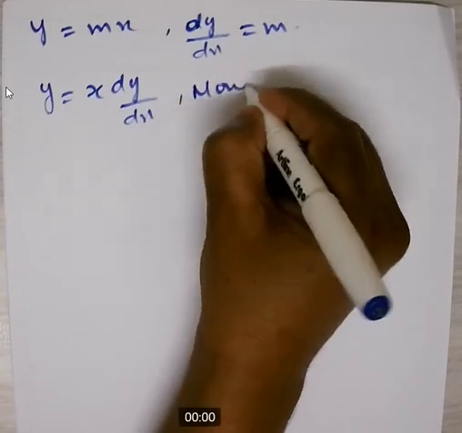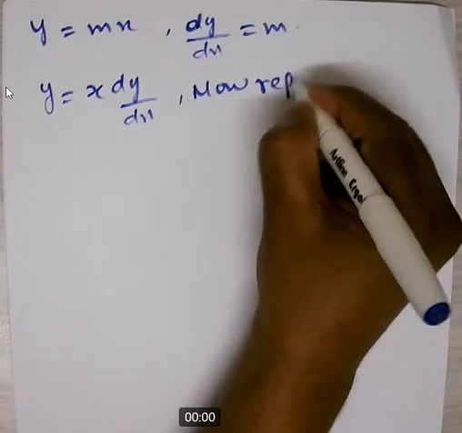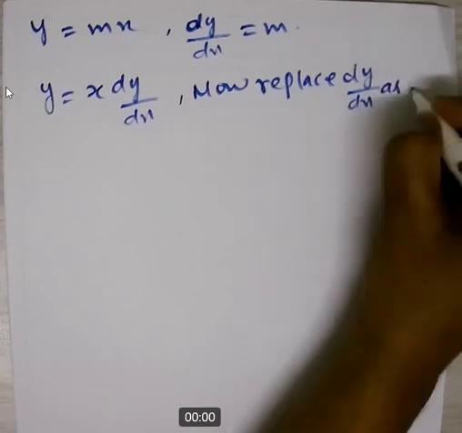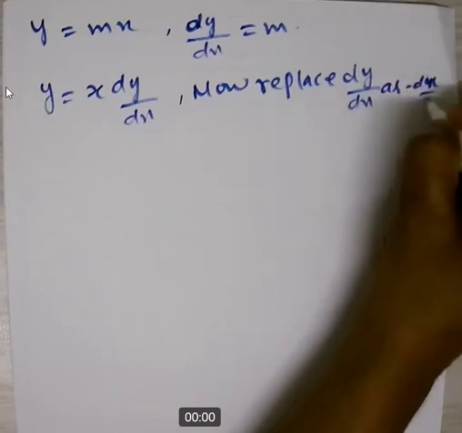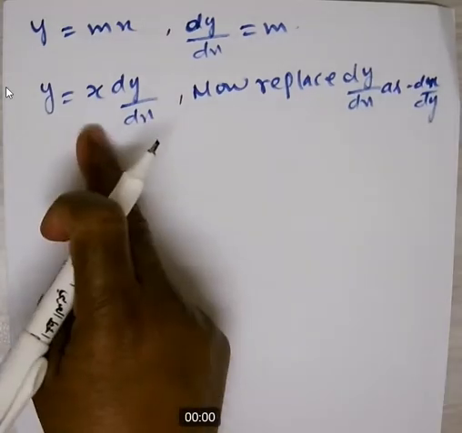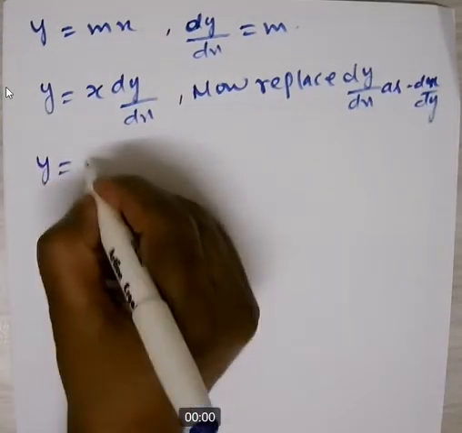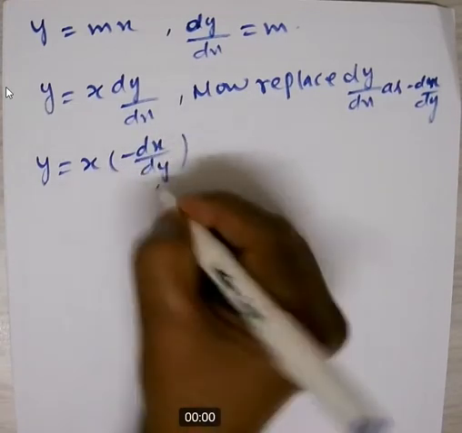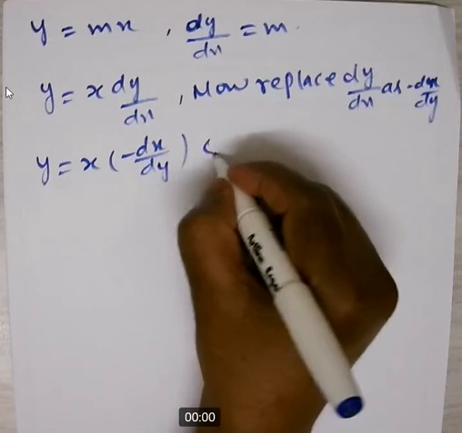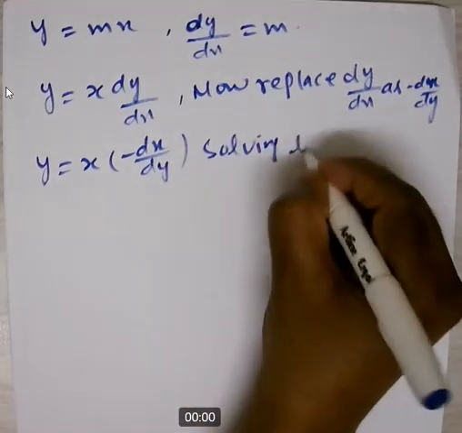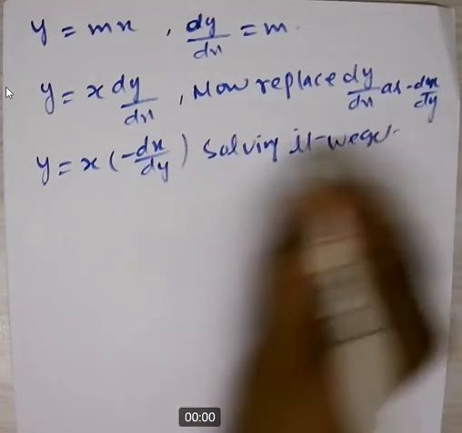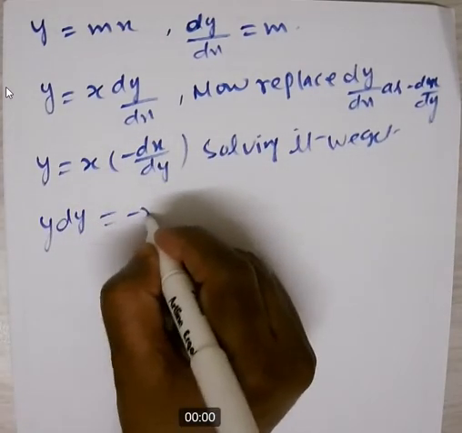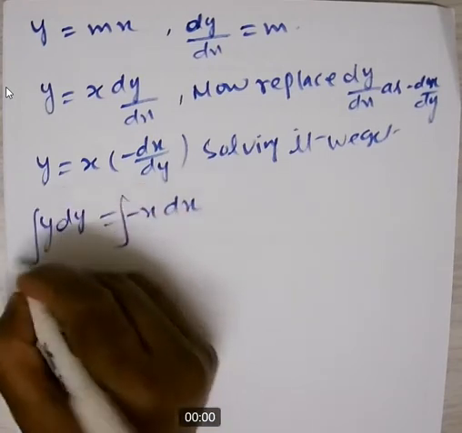Now if you completed number 1, then what do you have to do? Now replace dy/dx by minus dx/dy in the given equation. So it becomes y equal to x times minus dx/dy, and solve it. Just use cross multiplication. This one is y dy equal to minus x dx, and now integrate separately.